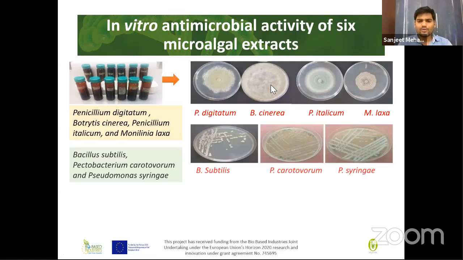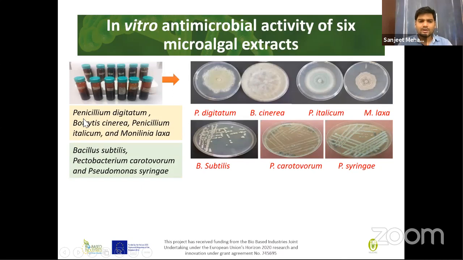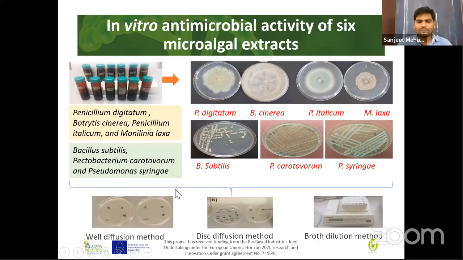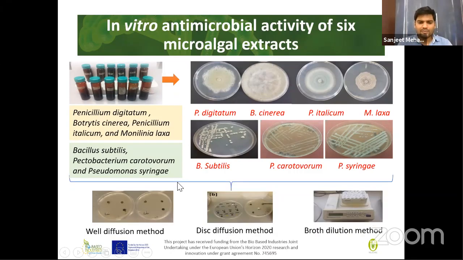So we used 4 fungal strains, such as Penicillium digitatum and so on, and also 4 bacterial strains: Bacillus subtilis, Pectobacterium carotovorum, and Pseudomonas syringae. And we used different methods for the in vitro study: the well diffusion method, the disk diffusion method, as well as broth dilution methods. So here I will give you a brief overview of the results.